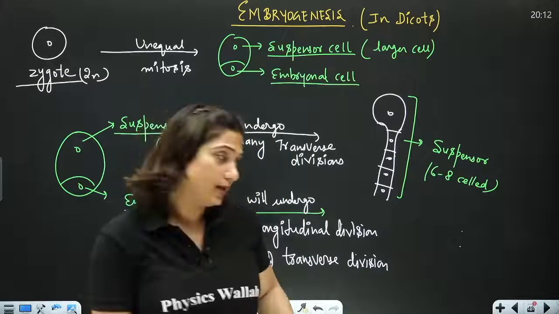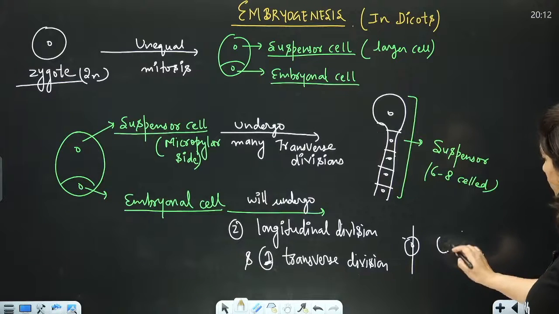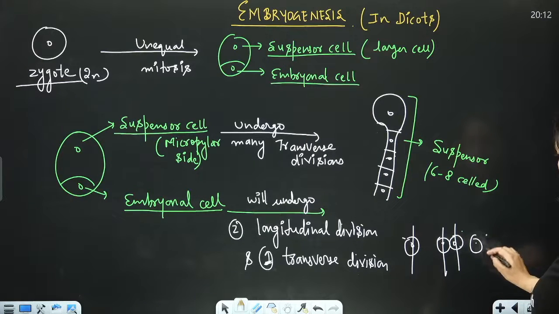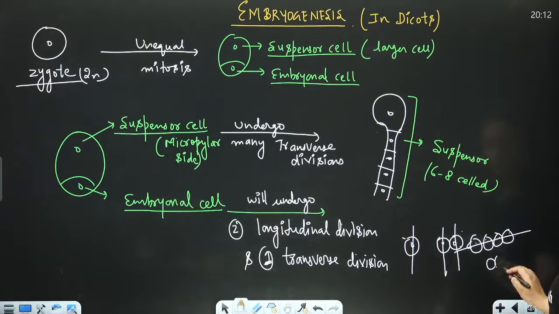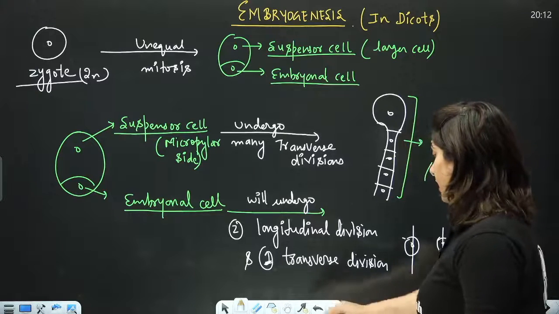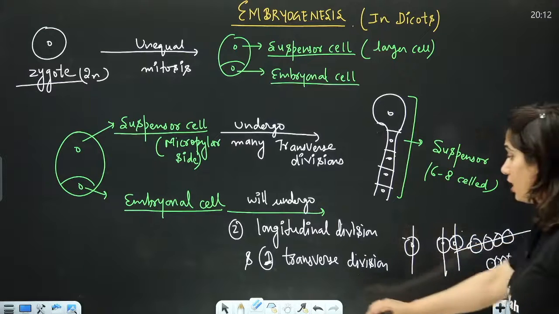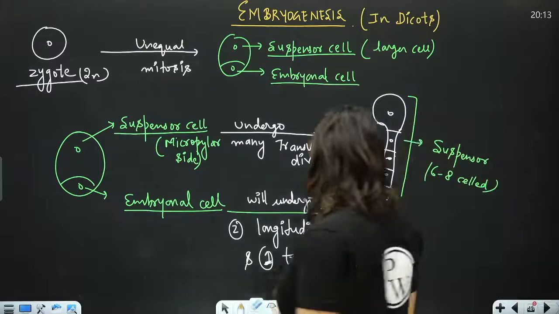Two longitudinal, that means this is the embryonal cell. One division will occur like this, so two cells will be formed, and then another division will occur like this, longitudinal, 4 cells will be formed, and then transverse division. So 4 cells will be formed upper side and 4 cells will be formed towards lower side. So an 8 celled structure is formed, right? So after 2 longitudinal divisions and 1 transverse division, how many celled structure is formed? 8 celled structure is formed.